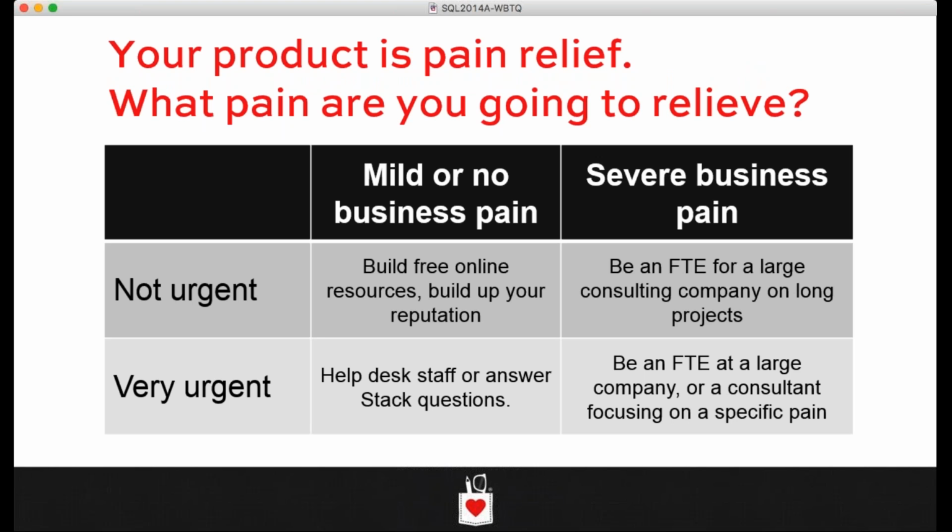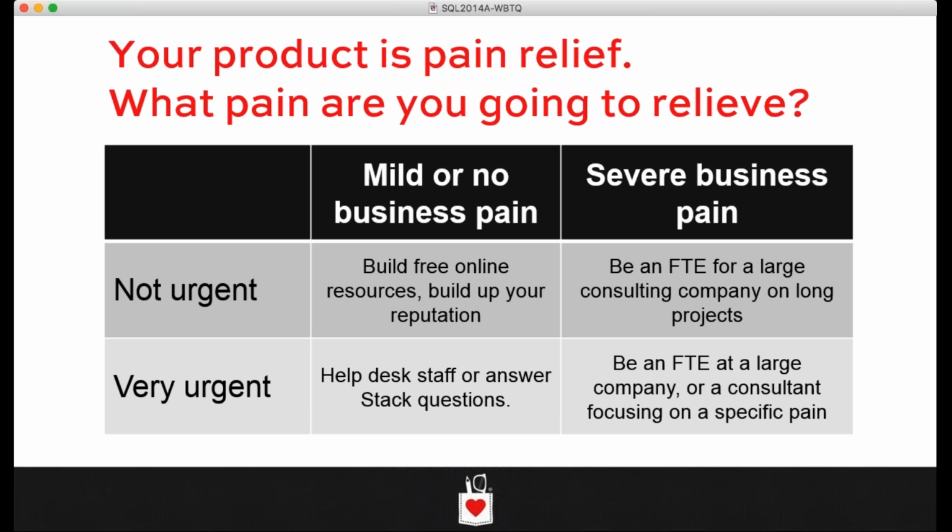Your product as a consultant or contractor is pain relief. The reason that they're hiring you is to relieve some kind of pain. You need to start by identifying what kind of pain you're going to relieve. The more focused you can be, the more specific you can be about what you solve, the easier it is to explain to people what you do. And the more urgent and severe the business pain is, the more likely you're going to get paid. The less severe the business pain is, the less likely you are to get paid.